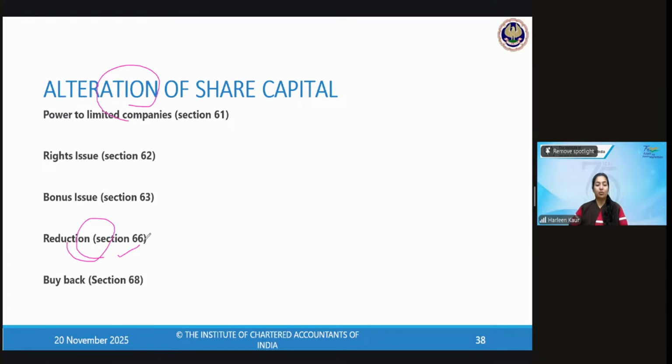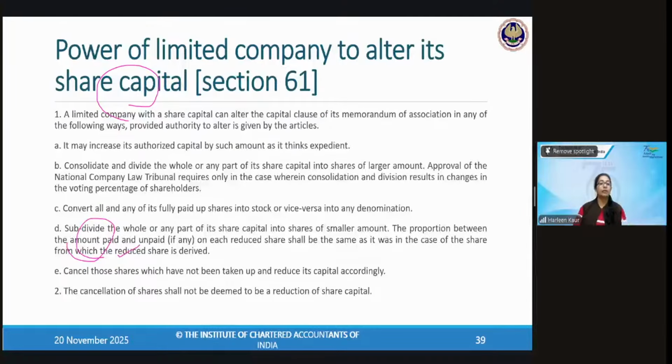Yes, Lokesh, you can type in the chat box, beta, if you want to ask something. Is it the same thing? No. Why? Because you are altering your share capital and you are reducing your share capital. So altering your share capital, there are five different ways.